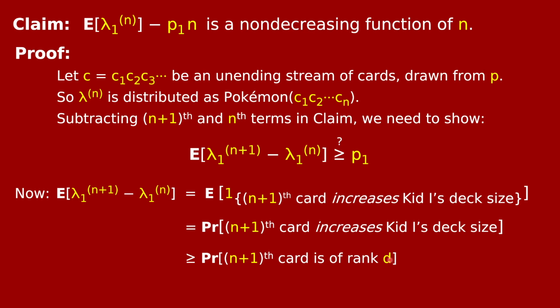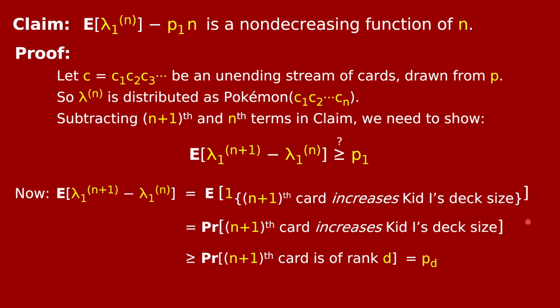So that gives us a lower bound on this expectation. And by definition, this probability is exactly P_D. So this almost looks good, except that we were trying to show that this expectation is at least P1, the largest probability, not that it's at least P_D, the smallest probability.